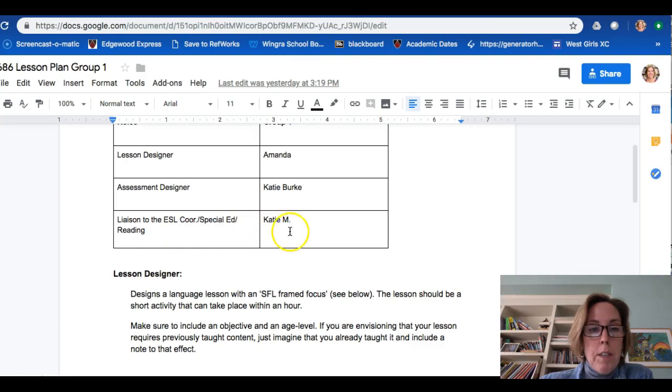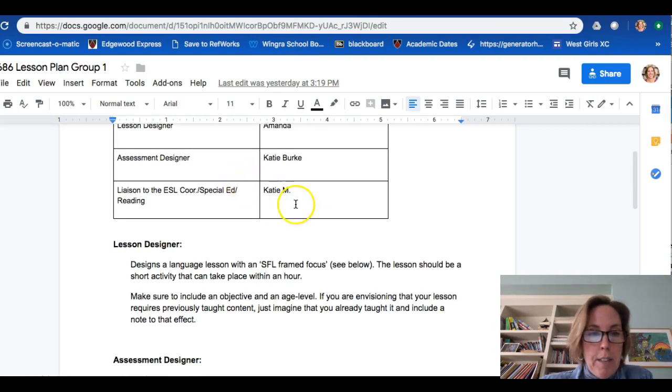is a really interesting role here. So then Katie M, what she's going to do is communicate about the lesson to, depending on what your role in your building is, either pretend you're talking to the ESL coordinator or a special ed director or a reading specialist, and you're going to use the terminology that you've been reading and learning to articulate why the lesson is important, what it's focusing on, how it relates to SFL. And so that's that role here.